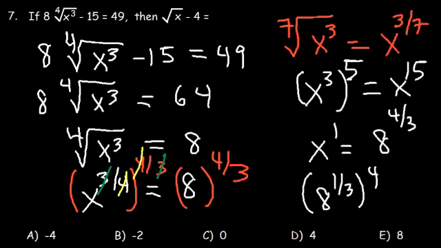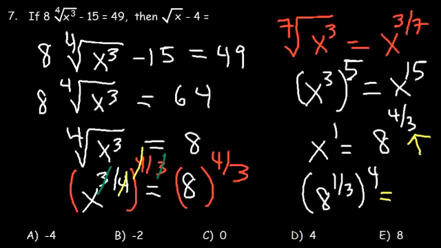So if you want to find out the value of 8 to the 4/3, the first thing you should do is take the cube root of 8. The number on the bottom is the index number, that's the root. And the number on the top is like the exponent. You're going to raise it to the 4th power. But first, let's find the cube root of 8.